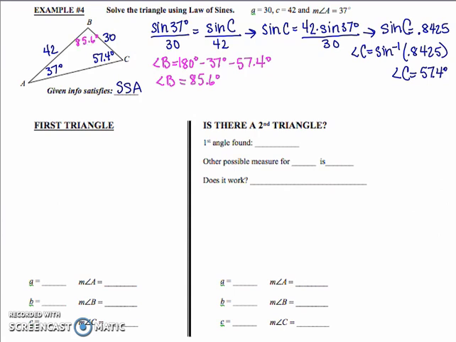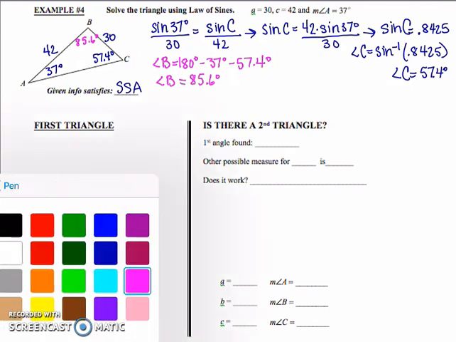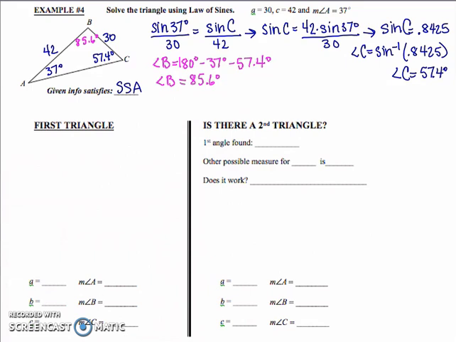Okay, and we have one more thing that we need to find, and that is side B. So we're going to use the law of sines one more time. And we're going to say that we're going to use angle A and side A again. I always like to go back to using the given. So the sine of 37 degrees over 30 is going to be equal to, but this time, we want to solve for side C, or excuse me, we want to solve for side B.